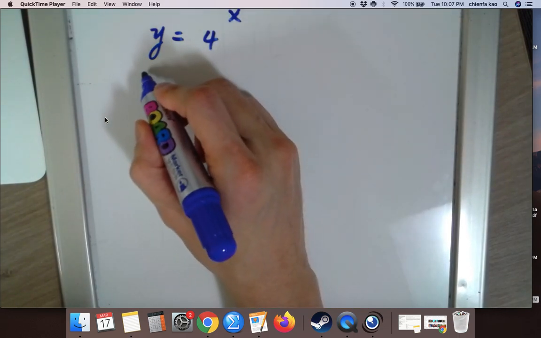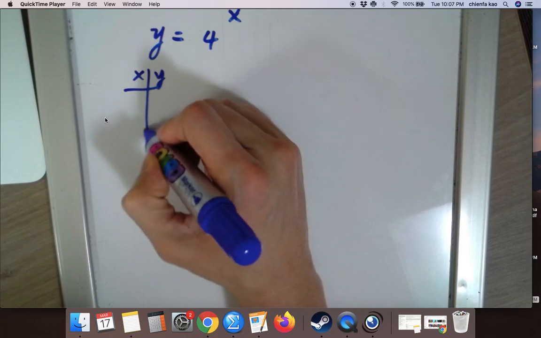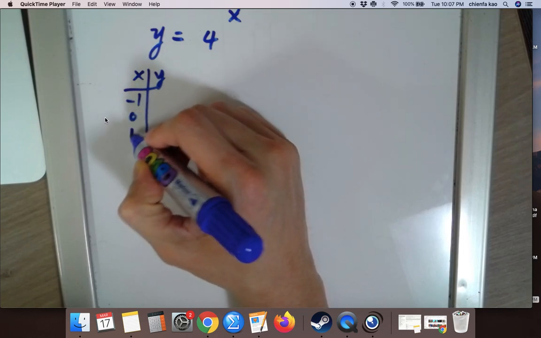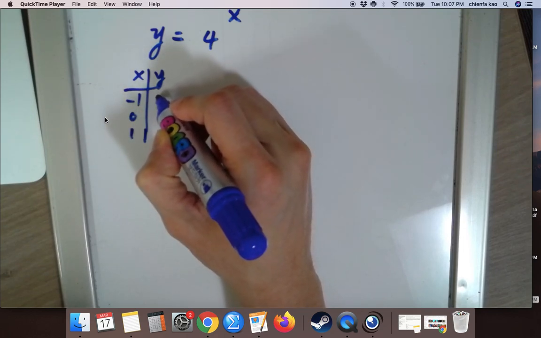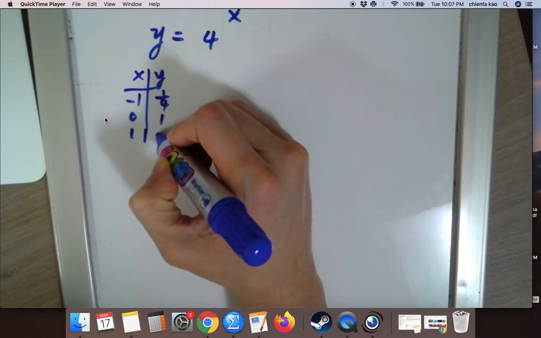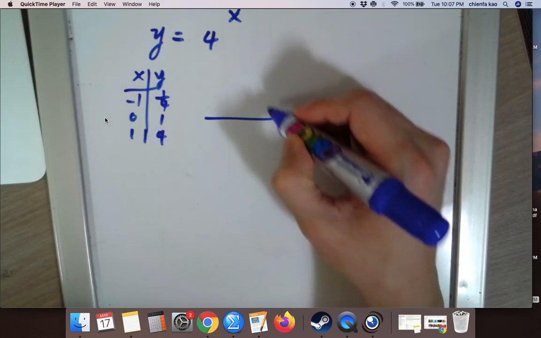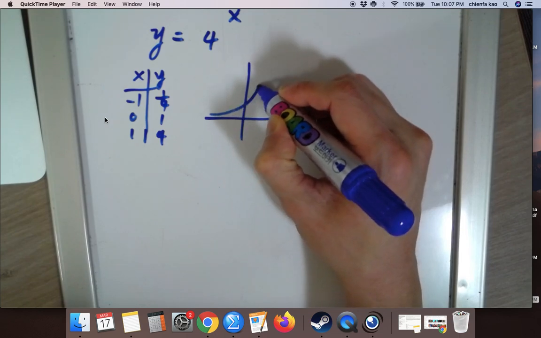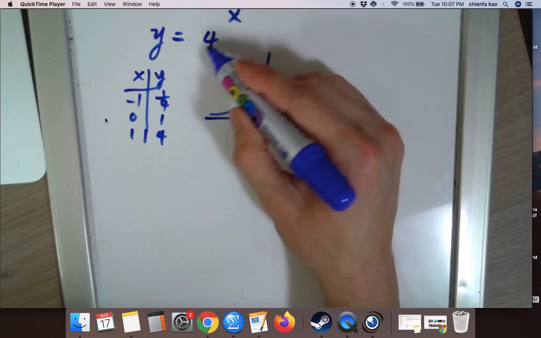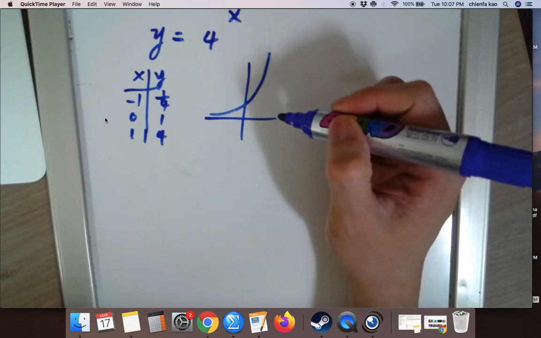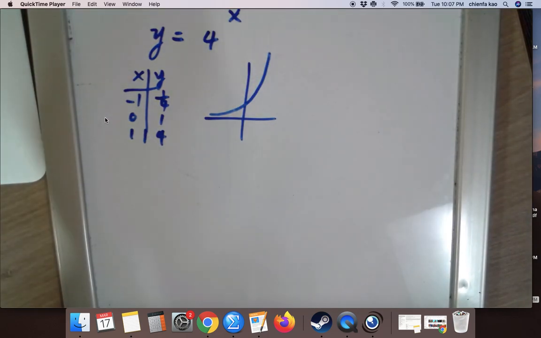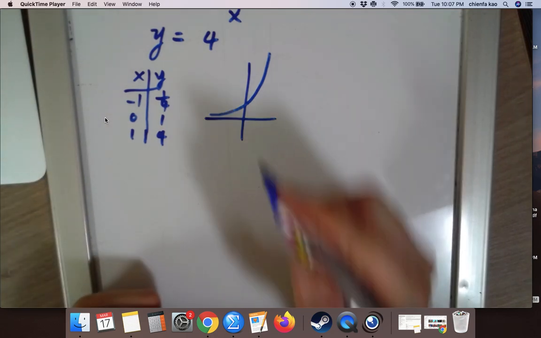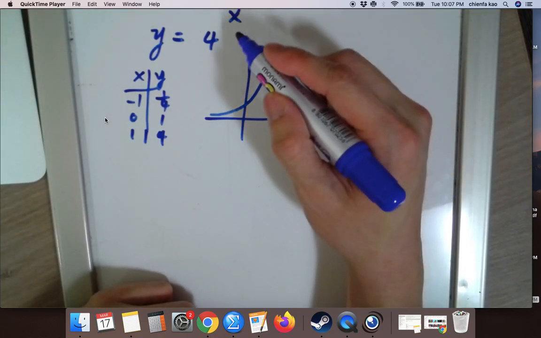Okay, so if you graph this xy chart, negative 1, 0, 1, gives 1 over 4, 1, and then 4. Graph that. It looks like this. Exponential growth, base greater than 1. Okay, now, how do you find the inverse of this?